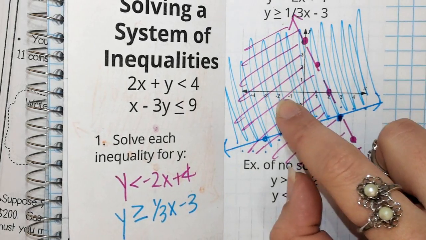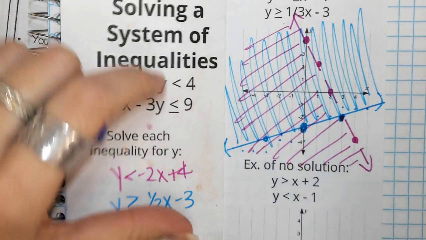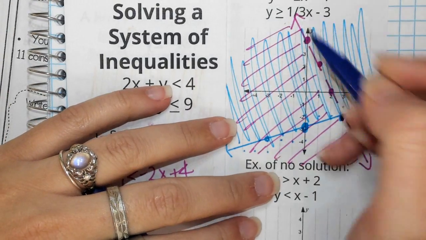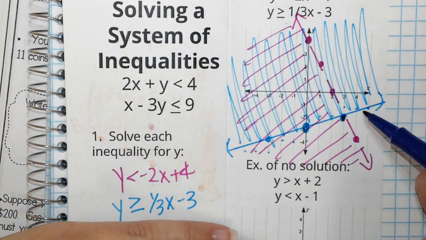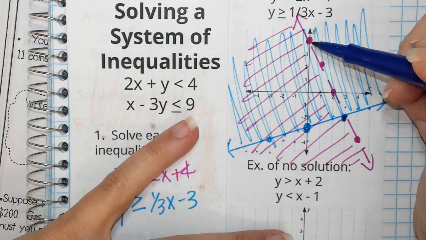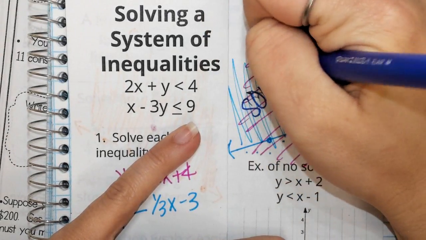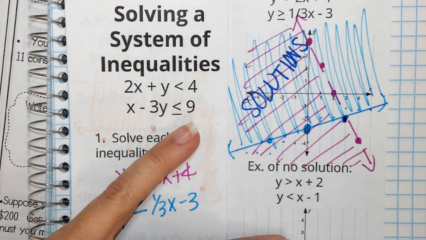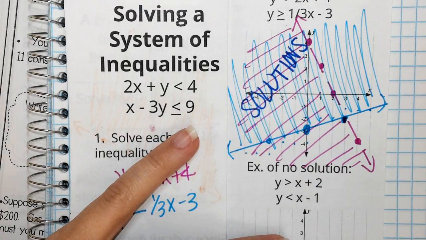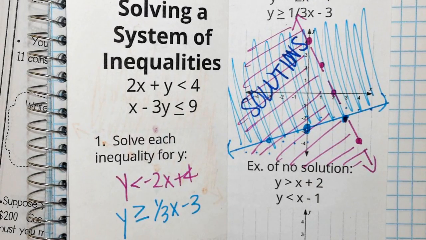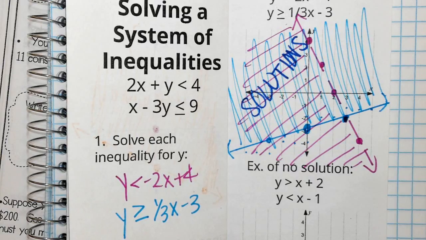Now, where you see both colors is where your solutions are, because it has to be below our pink line, but above our blue line. And the only place that is below the pink and above the blue is right here. That's it. That's all you do.